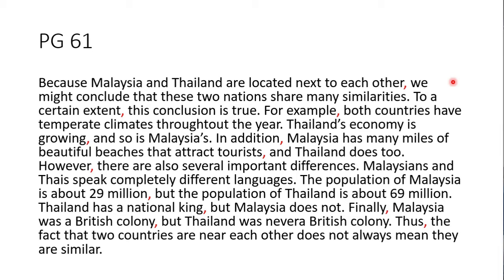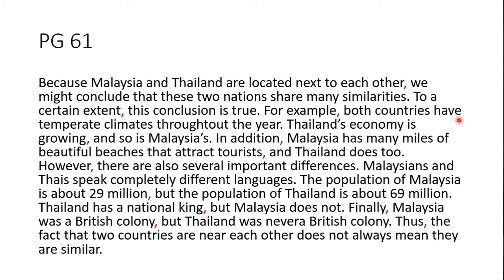Right. To a certain extent, this conclusion is true, with another comma again here. So this one has a comma because it is an introductory phrase, to a certain extent. That is a prepositional phrase located at the beginning of a sentence before the subject. So in those cases, you have a comma for an introductory word or phrase. Next one, for example, both countries have temperate climates throughout the year. Again, this is another example of an introductory phrase.